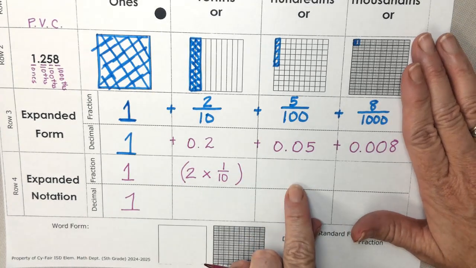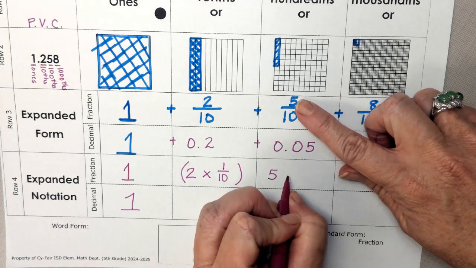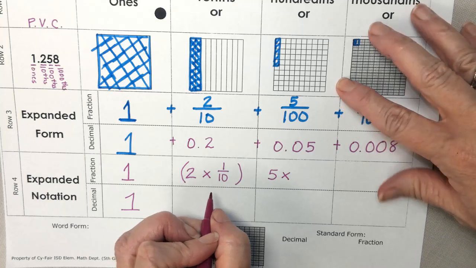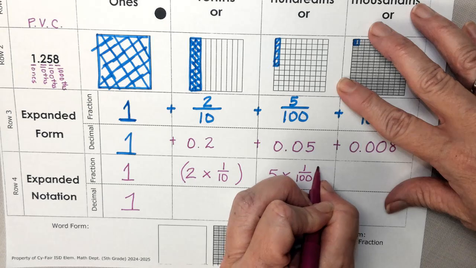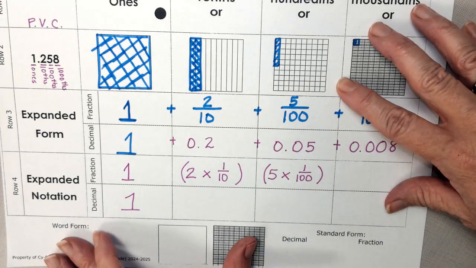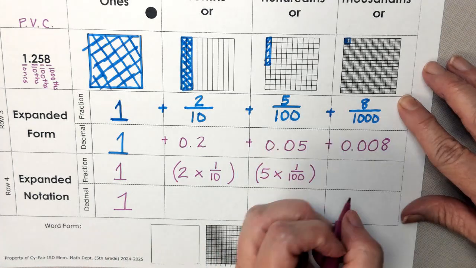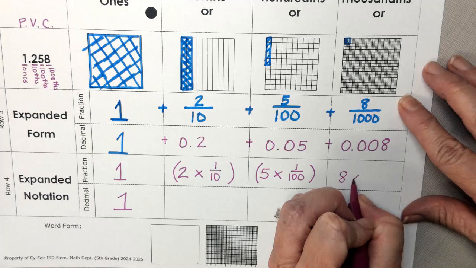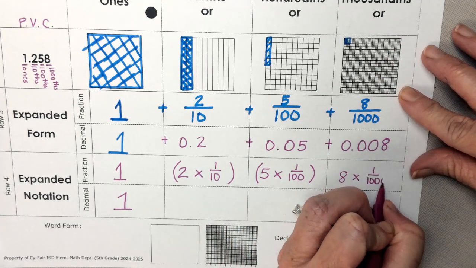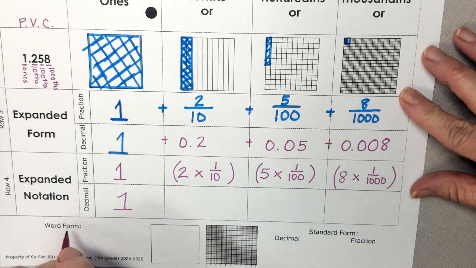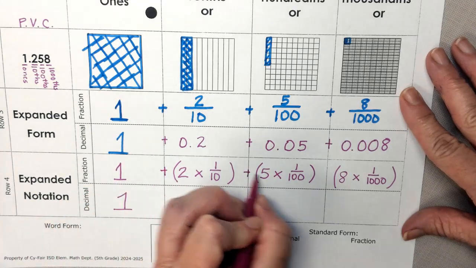I'm going to move over to the hundredths place. I have the value 5, and we're going to multiply that by the value of the model, and that is 1/100th. And then we're going to put parentheses around that. And now we're going to our last model, which happens to be 8. And we're going to multiply that by the value of the model. The model is 1,000. And we put parentheses around that. The action signs that are needed between the parentheses are just addition.